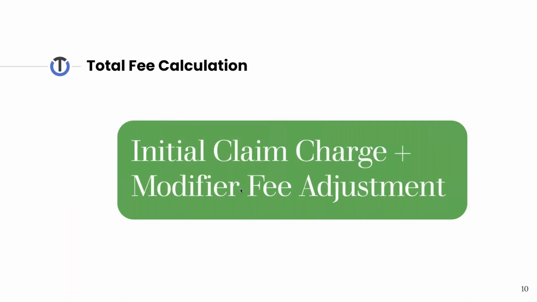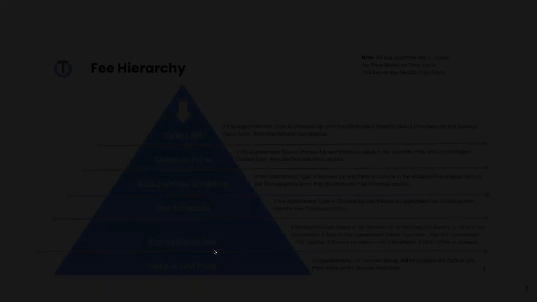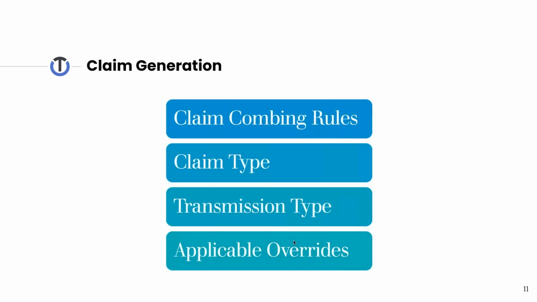Once the total fee is calculated, we include modifier adjustments as well. If I go back up to that modifier rule setup, you're going to see there's a fee adjustment box right down here at the bottom. Once the unit fee is calculated, we're going to add in that initial claim charge plus modifier. We're also going to calculate things like units based on time, and we'll get the total claim fee.